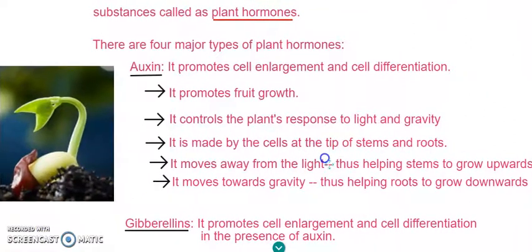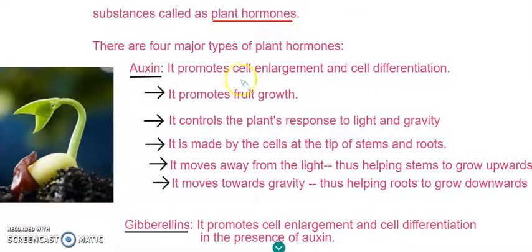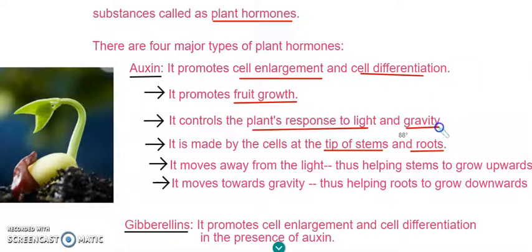First one is auxin, which helps in cell enlargement and cell differentiation. It's always present at the tip of the stem and the roots, the growing tip, because they have to grow rapidly. It helps in fruit growth. It helps the plant to respond to light and gravity.